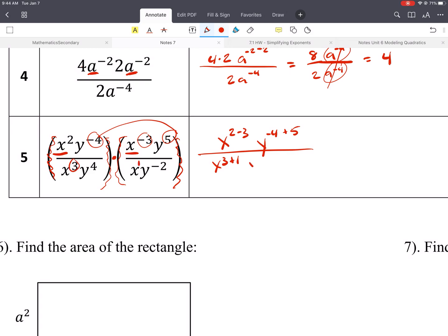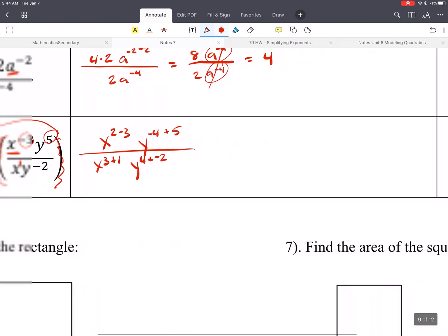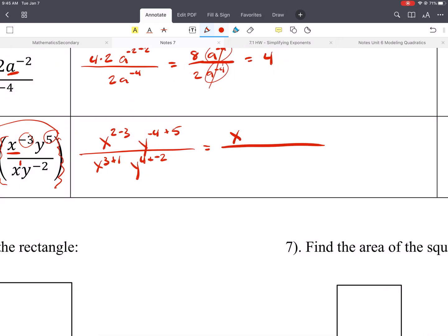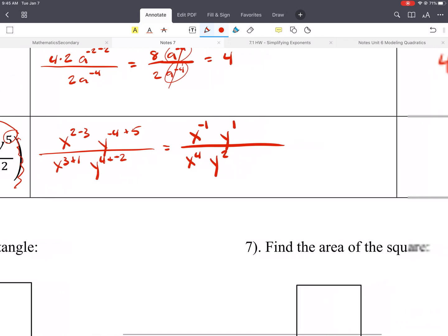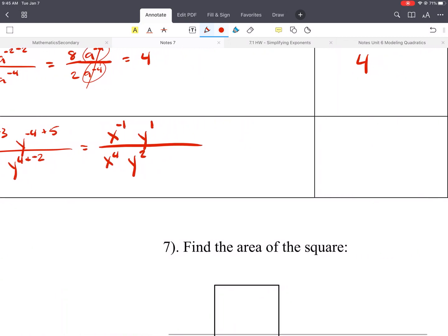And then we do y to the 4 plus a negative 2. Okay, so that gives us x to the negative 1, y to the positive 1, and then on the bottom we have x to the 4th and y squared. Okay, and then again, we have negative exponents, we should bring that down. Like I said, there's lots of different ways to do this, so as long as you feel comfortable doing it the way you like to do it, then that's fine.